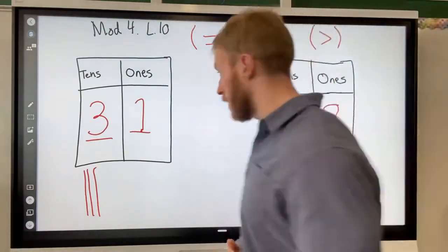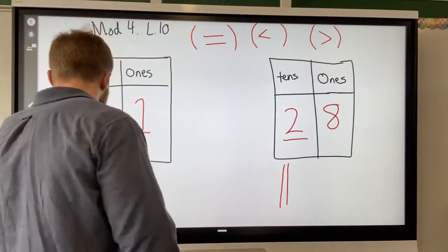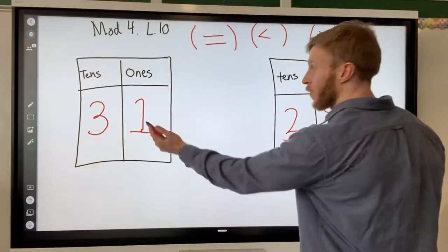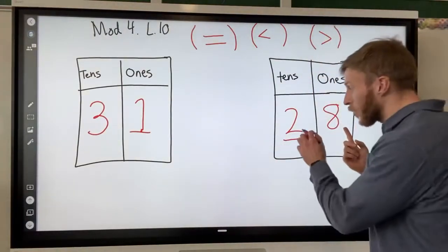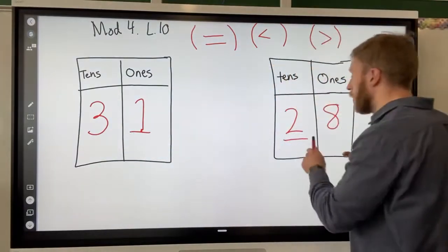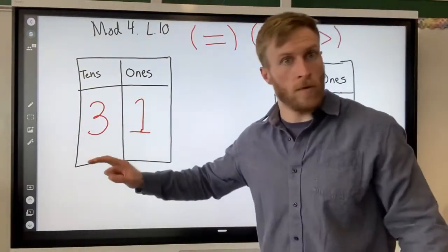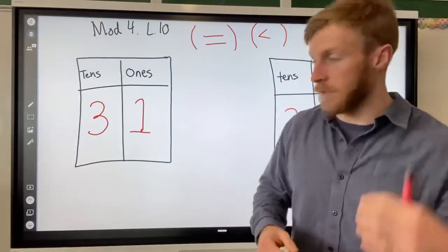Since we can tell which number is bigger from our 10s, we don't even have to look at our 1s. Which, if we did, it wouldn't help us because we'd be comparing 1 and 8. 8 is more. But the fact that there are more 10s in this number automatically makes this number bigger. That's why if the 10s are higher, we don't even need to look at the 1s. That's why we start with the 10s.